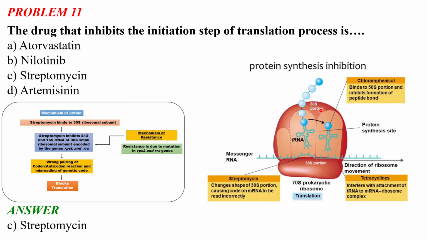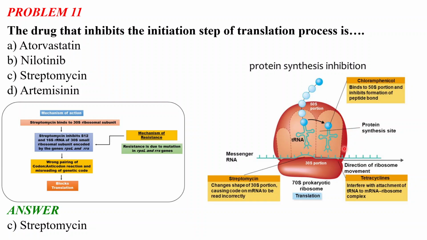There are different drugs, or different chemical entities, which inhibit protein synthesis, especially as antibacterial agents. They are very good antibacterial agents. Streptomycin changes the shape of the 30S ribosomal subunit, causing the codon on mRNA to be read incorrectly, so no codon-anticodon pairing happens. Then tetracyclines are also very important antibacterial agents, which inhibit the attachment of the tRNA and mRNA ribosomal complex. Then there is chloramphenicol, which binds to the 50S portion and inhibits the formation of the peptide bond.